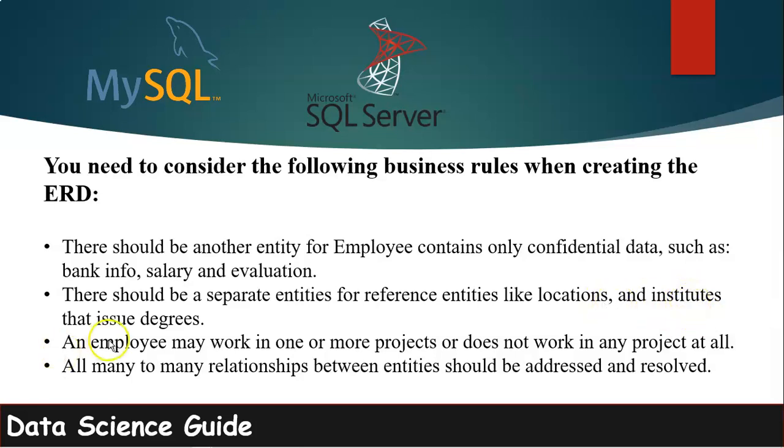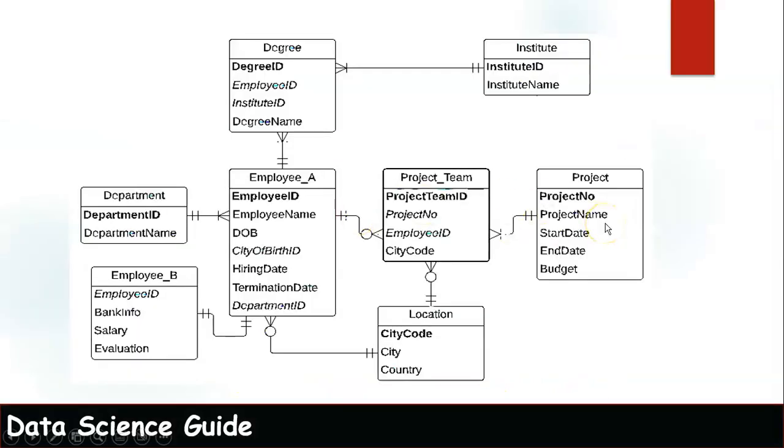The third business rule here is an employee may work in one or more projects or may not work in any project at all. And that's what we said when we showed the relationship between employee and project. And the last business rule here, all many-to-many relationships between entities should be addressed and resolved. So let's have a look here at the logical ERD.